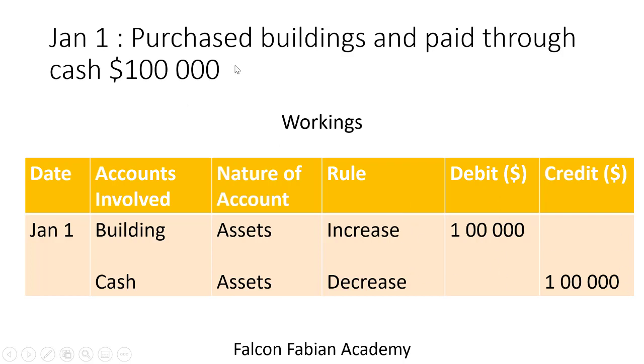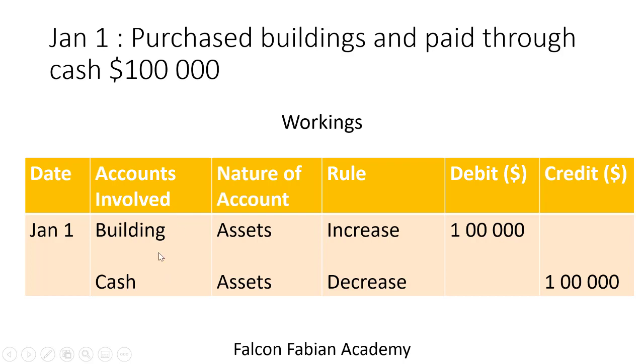Now let's read the transaction one more time and try and identify the two accounts involved. So purchased buildings and paid through cash. So the first account is buildings. What is the business buying? The business is buying buildings. And how is the payment made? The payment is made through cash. Therefore, the two accounts involved in this transaction are buildings and cash. So the date is January 1. We have identified the two accounts involved.